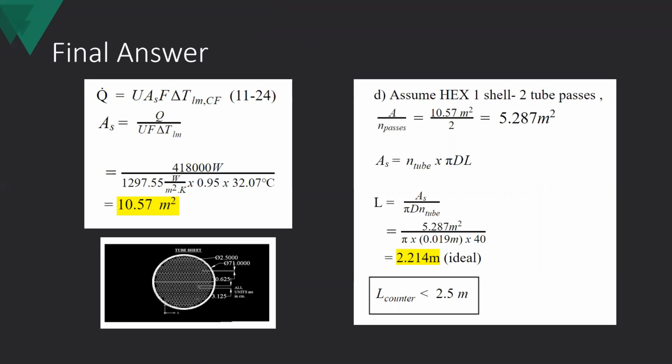therefore we divide this area by the area of the pipe and also the number of tubes, which is 40, as already stated in the question. The answer that we have obtained is 2.214, which is an ideal heat exchanger, and also fulfills the requirement the question has asked, which is that the length of tube must be less than 2.5 meter. So that's all for question A.